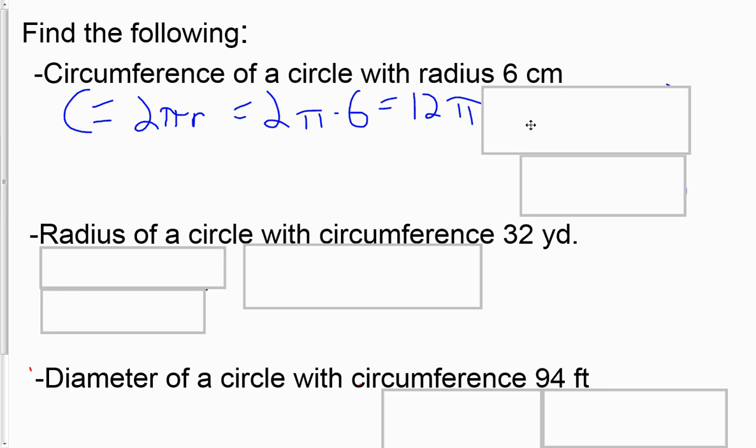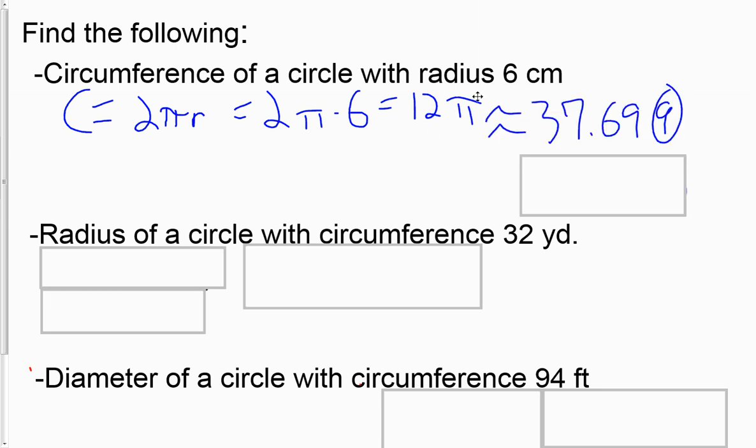So I usually will use an approximation sign if we plug it in, and I get 37.699 on the calculator using the pi button. So I'm not stopping at 0.14 here, and so that will round up here, rounding this up to a 10, which will round this one up to a 7. So we get 37.70 centimeters.